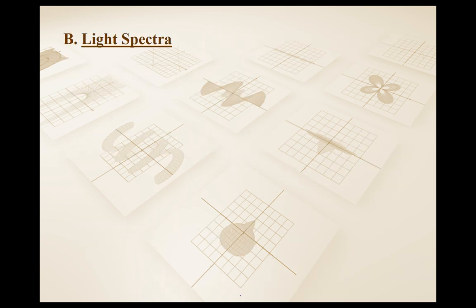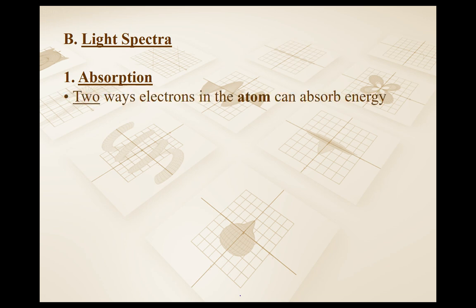Right. Now, we also need to take this and explain these different spectra of light. So the bright line and the dark line emission spectra. So let's look at absorption. It turns out there's two ways that an electron in an atom can absorb energy. And depending on the way it absorbs energy, things are going to turn out just a little bit differently.